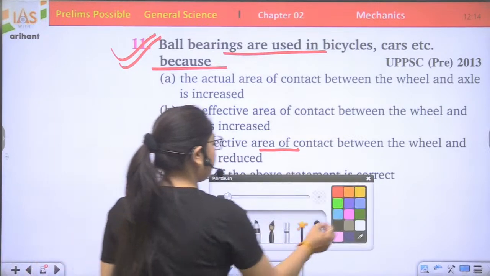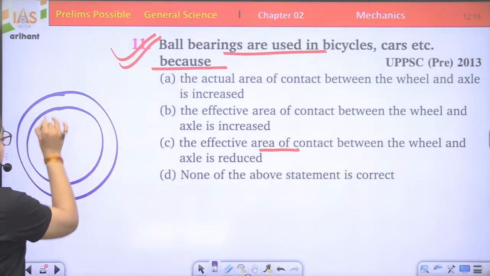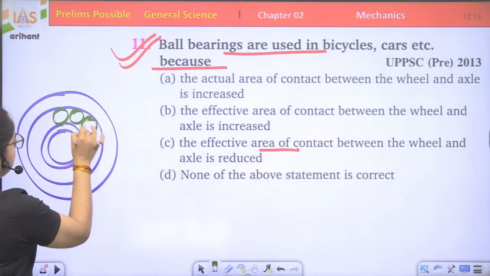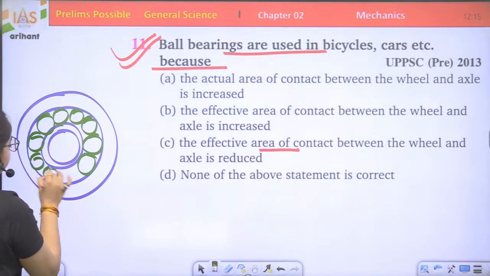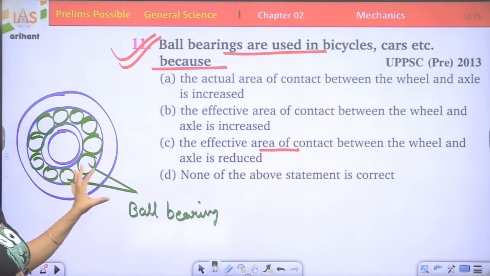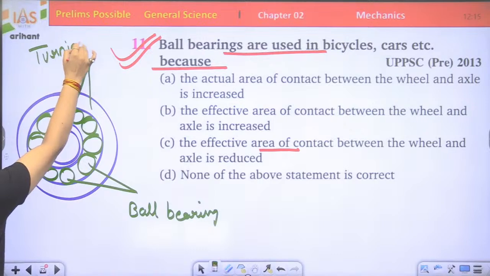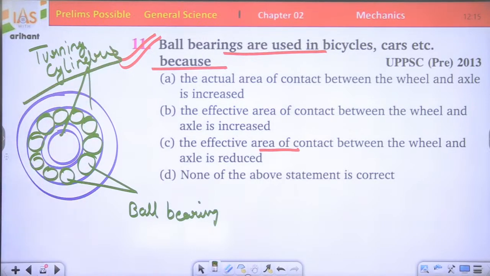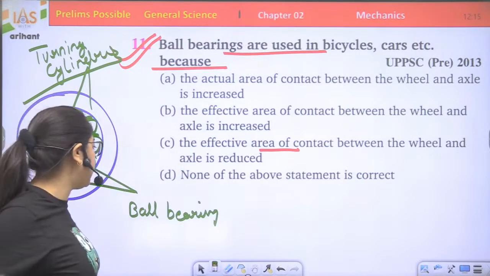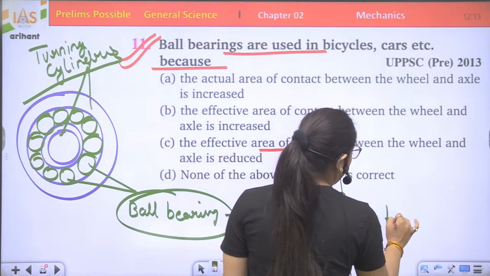See, first we need to understand how a ball bearing works. This is a wheel of a car, right? So balls are placed here like this. These are ball bearings and these are turning cylinders, right? So using balls, it works on the principle of rolling friction. These ball bearings work on rolling friction.